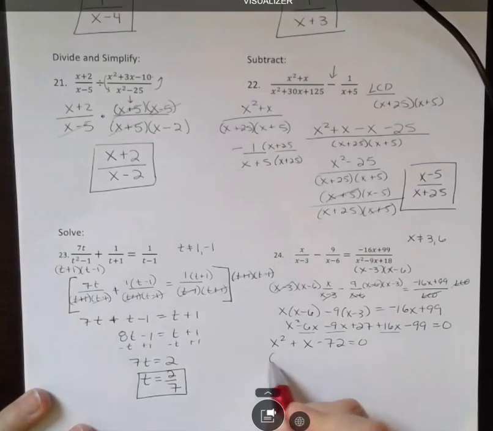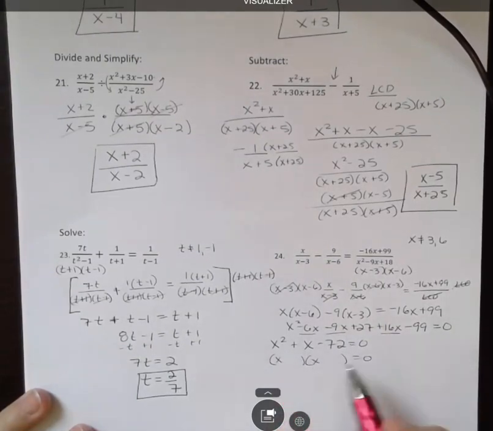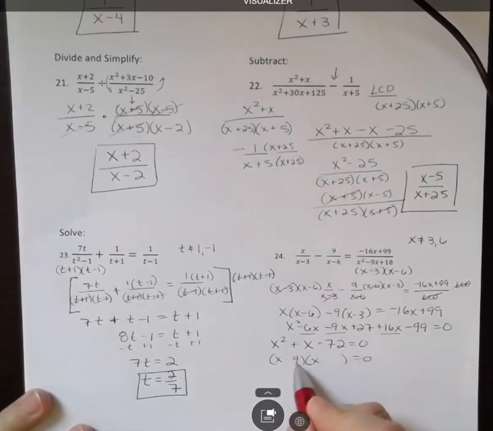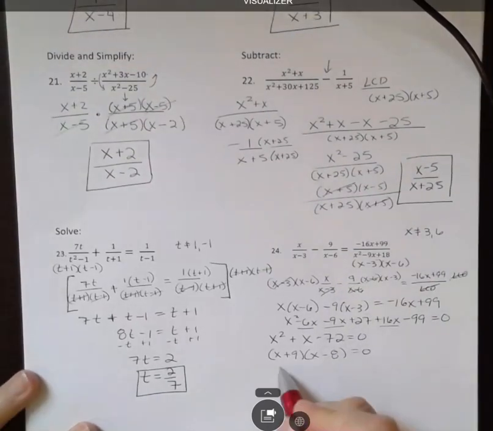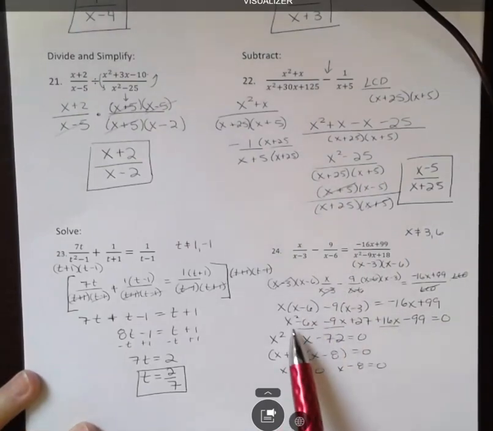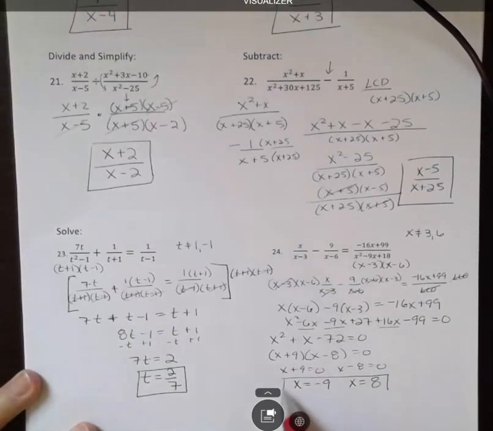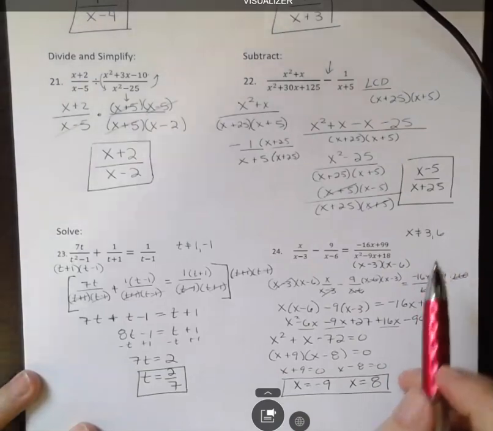To solve this, we're going to factor, and I can see that that's going to be x times x, and 9 times 8, and I want more positives because I have a positive x, so positive 9 and negative 8. Set each of those equal to 0. To find your two answers, you would expect two answers because we had something to the second power there, and x is either negative 9 or x is positive 8. And that is not one of our restrictions, so we're fine.